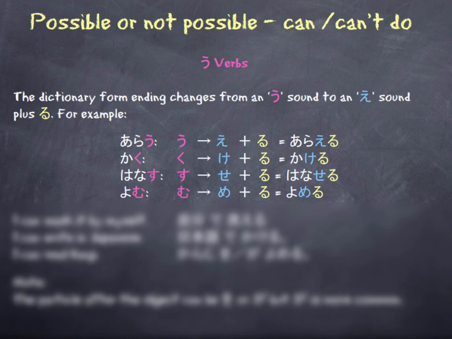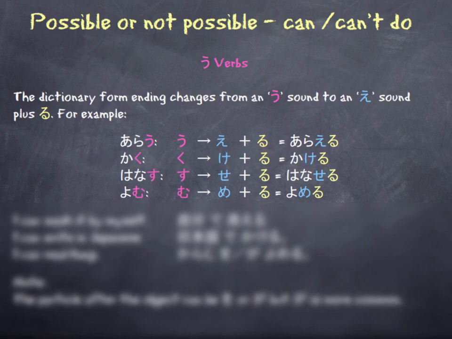Let's take a look at another one. Kaku means to write. So again, we've got an u sound on the end of our verb, and that u sound is ku. So we're going to change that to an e sound, and the e equivalent of ku is ke. And then we'll attach ru. So our verb kaku changes to kakeru, can write.